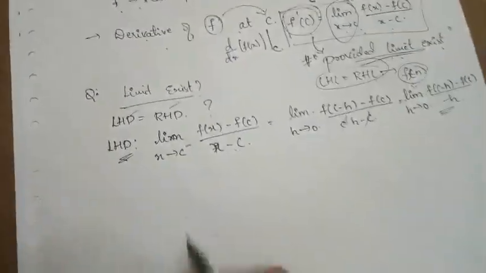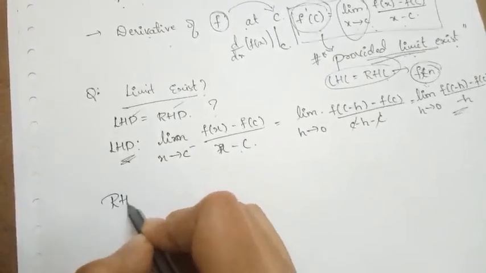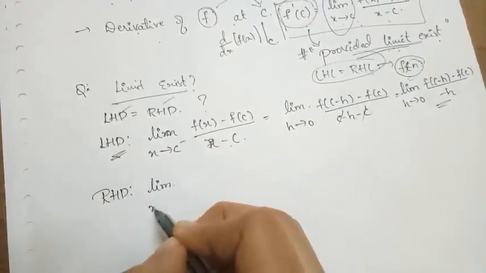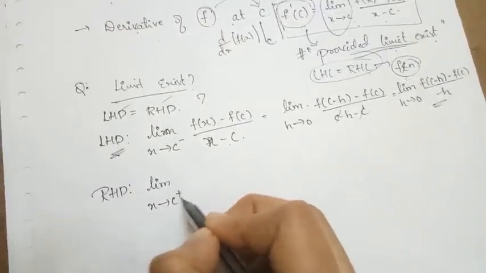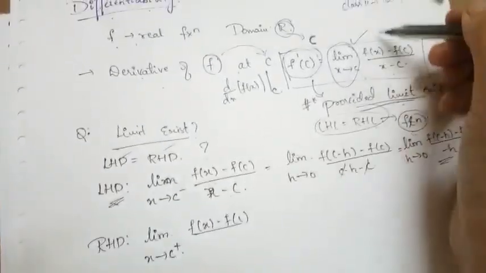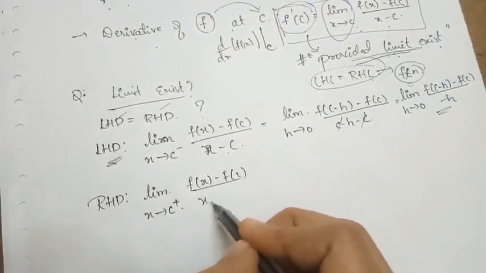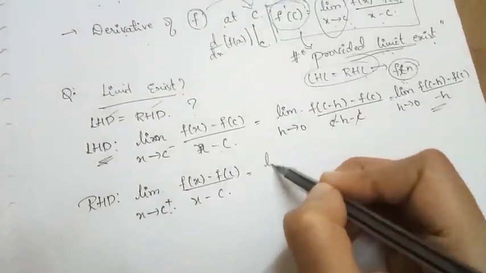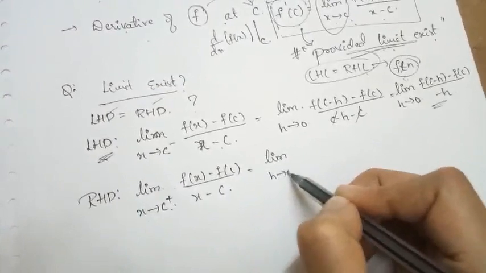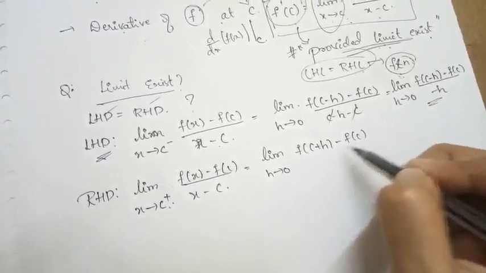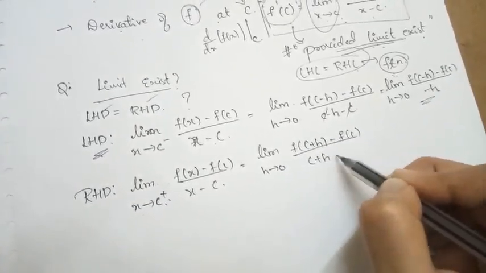So this is the left hand derivative of any given function. Similarly, let us discuss the right hand derivative. Right hand derivative means, since x is approaching c from the right side, the derivative is as defined in the definition, that is f of x minus f of c divided by x minus c. Since x is approaching c from the right side, it is nothing but the limit h tending to 0 of f of c plus h minus f of c divided by c plus h minus c.